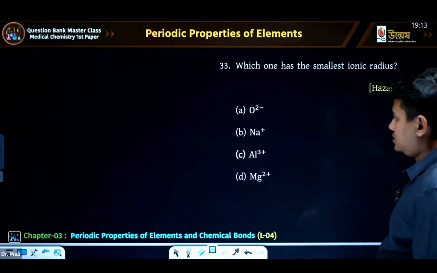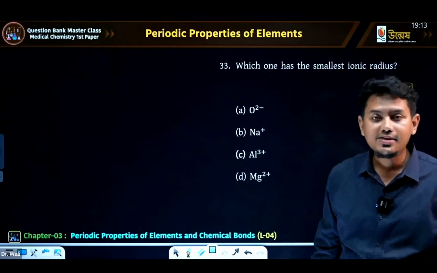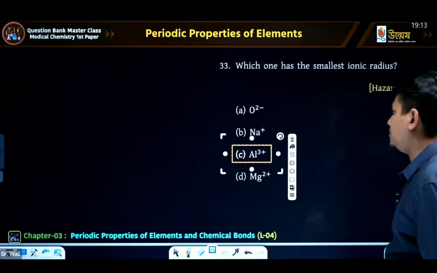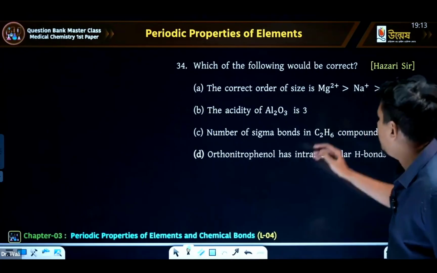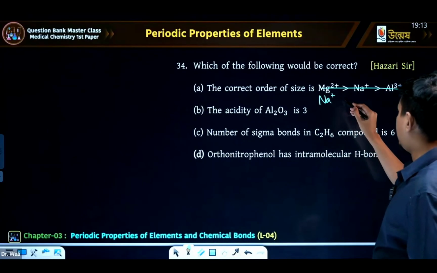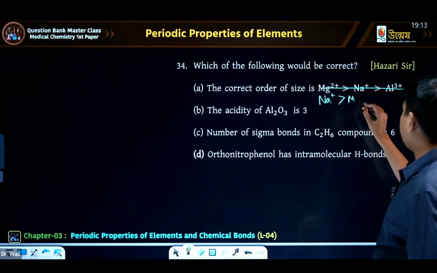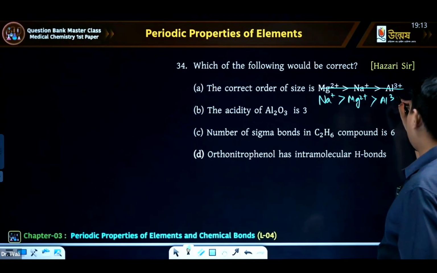Which one has the smallest ionic radius? The smallest ionic radius will be demonstrated by the highest charged cation. In this case, the answer will be aluminium. Which of the following would be correct? The correct order of size is magnesium first. No, this one is not correct because sodium should be here. It will be correct if written this way: sodium will be larger than magnesium, and magnesium will be larger than aluminium.